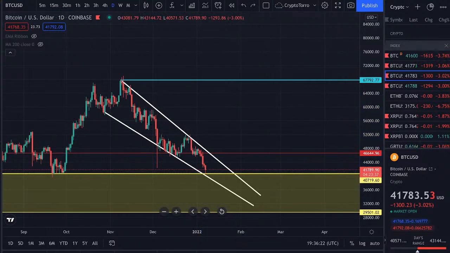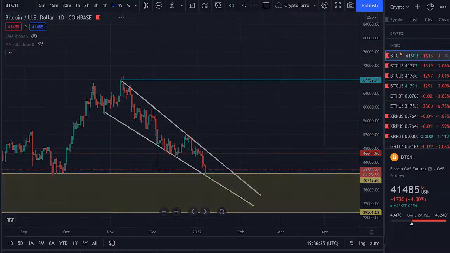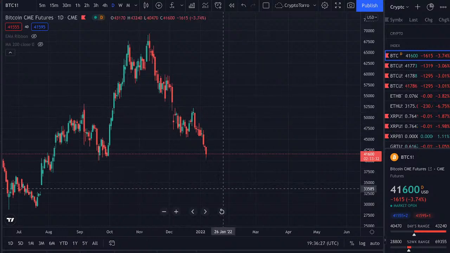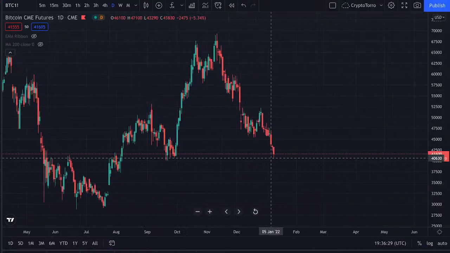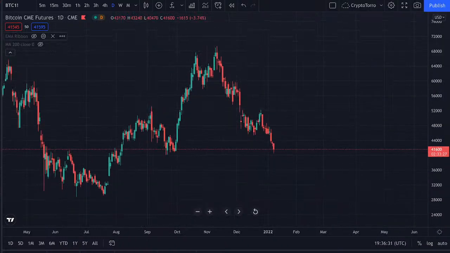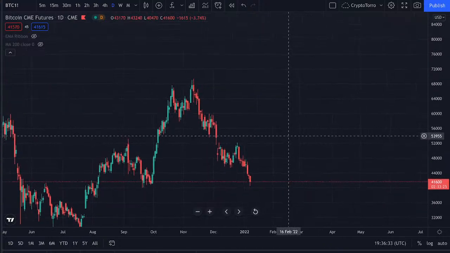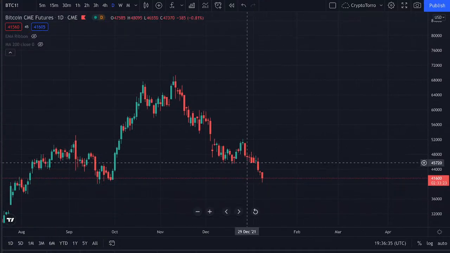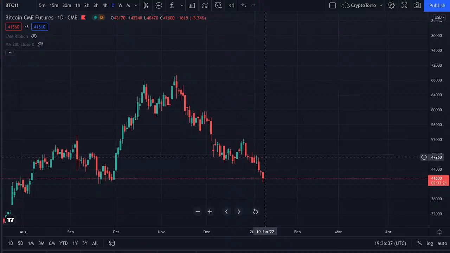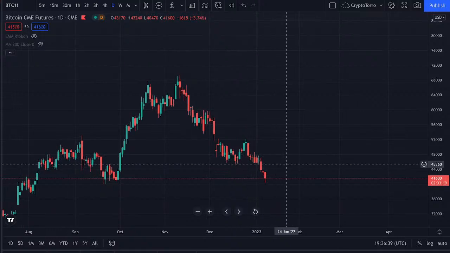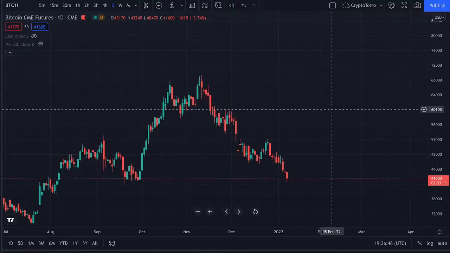But we also have to take into consideration that the CME futures has closed due to the fact that the weekend is almost there, and we could perhaps see this weekend a CME gap either towards the upside or towards the downside, and that is something I'm looking absolutely forward to, and I personally think that most of you are as well.